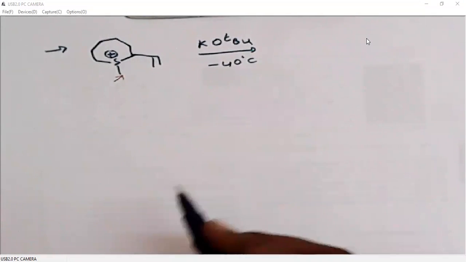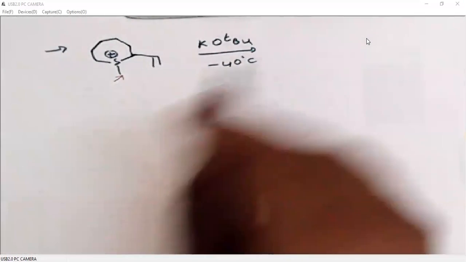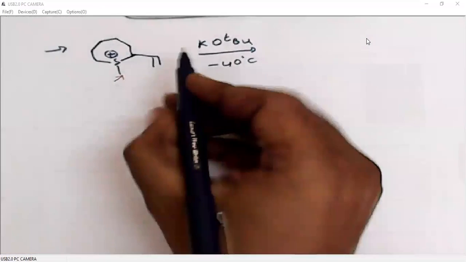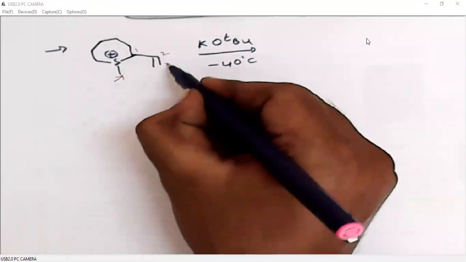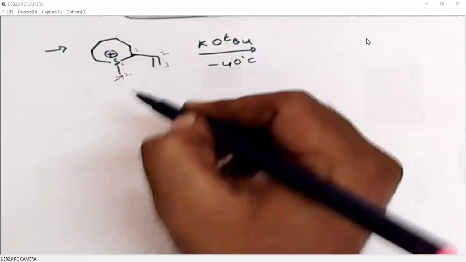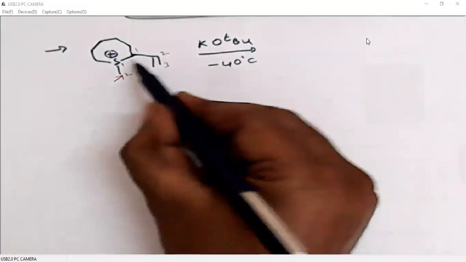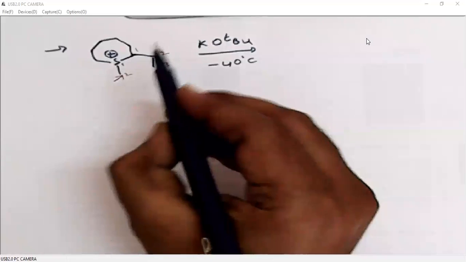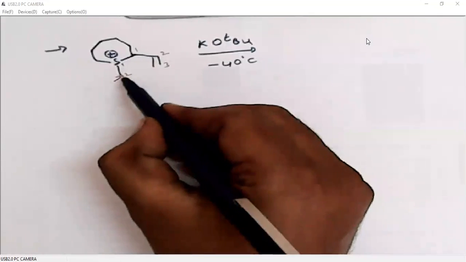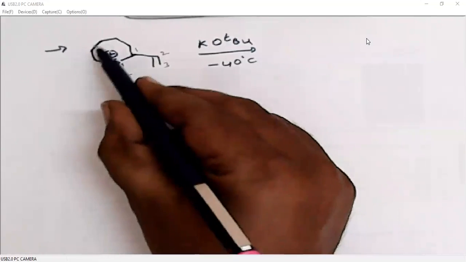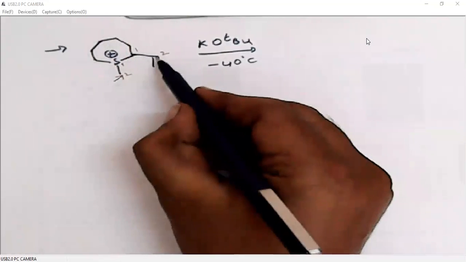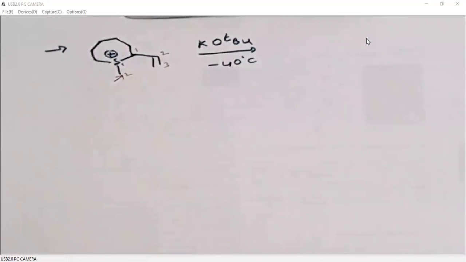Then it undergoes 2,3 sigmatropic rearrangement. I'll give the numbering 1, 2, 3, 1, 2. So we will have a sigma bond here. We will break this bond. Now the overall ring size is 1, 2, 3, 4, 5, 6, 7, 8, 9, 10. So it is a 10-membered ring system.